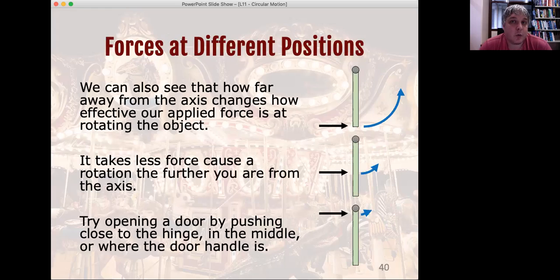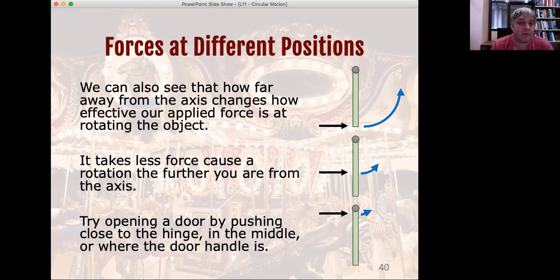A door is a really good example for thinking about the effect that the location of your push has on the result of the push. If you push a door next to the handle, so the handle is normally on the opposite side from the hinges for a very good reason, then you'll get a nice swing of the door.